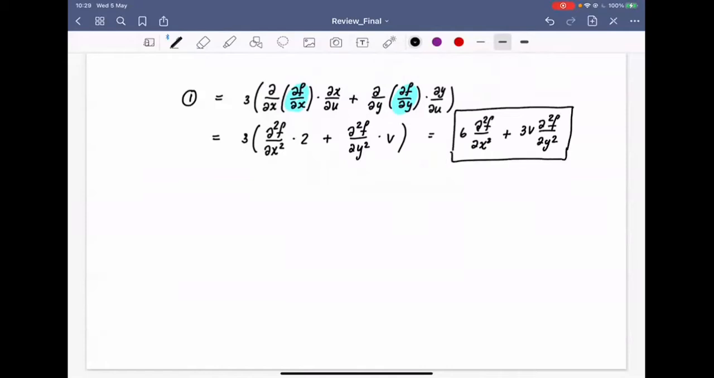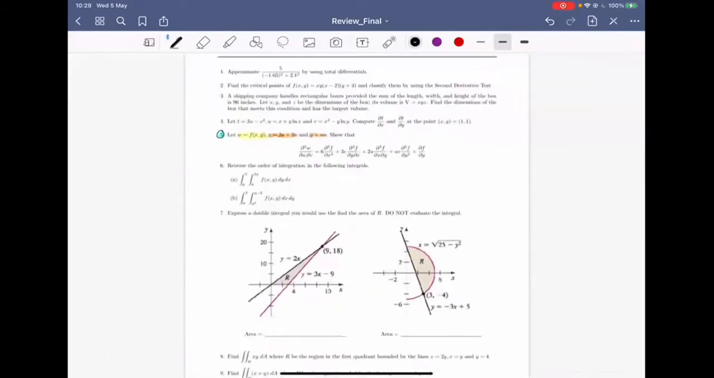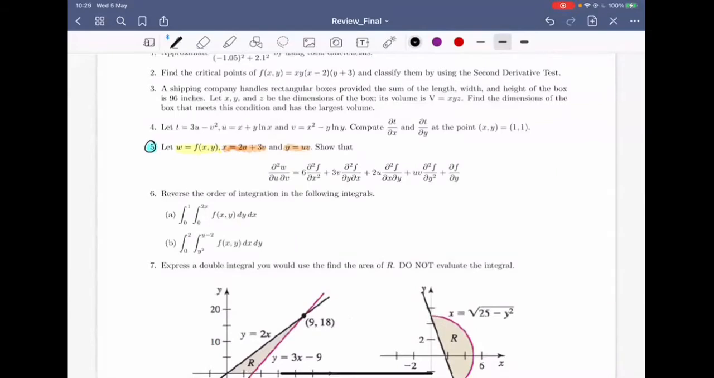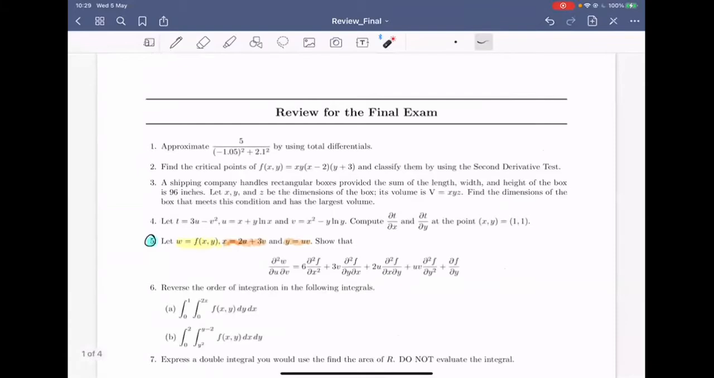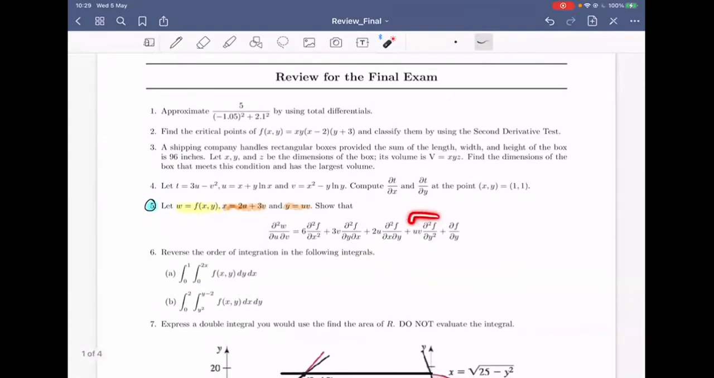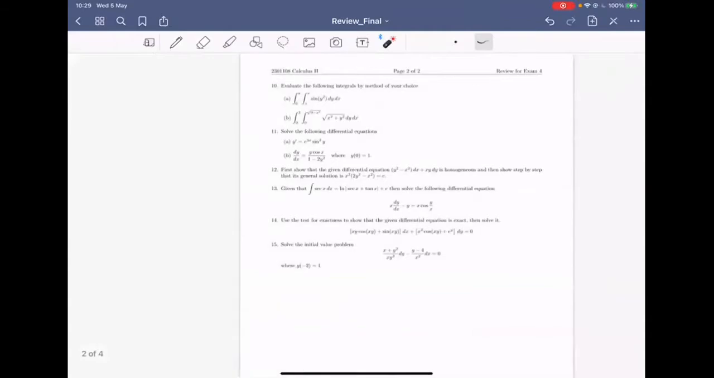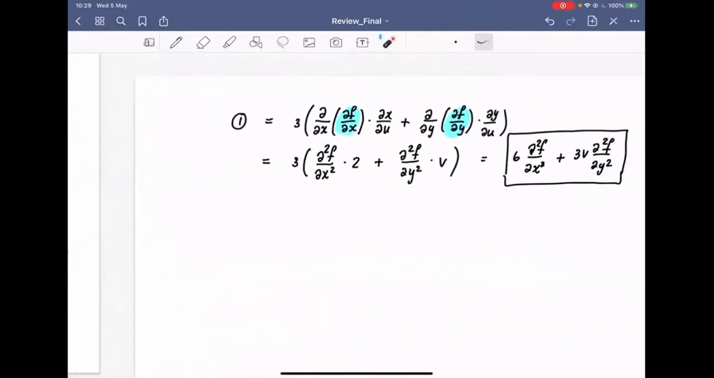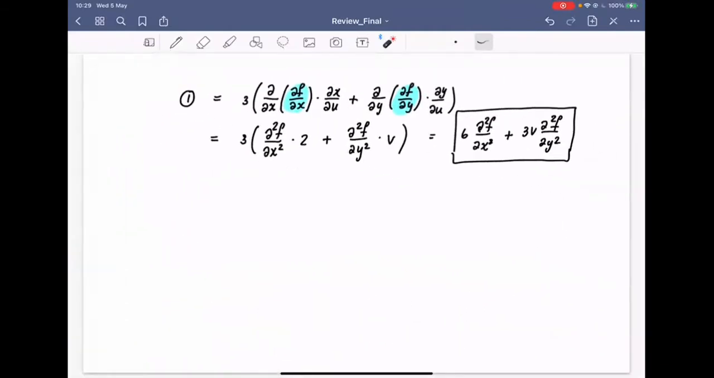Let's see if it matches with your answer. Ta-da! You can see in the question that you have this term already, and you also have this term. You should have this term, right? UV. Let's see if you have that. Did I do something wrong?